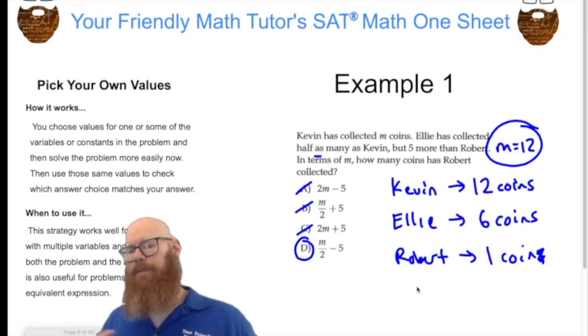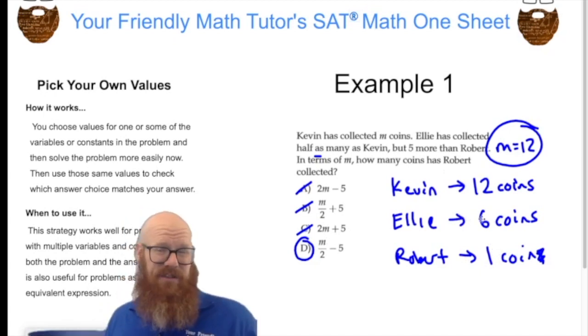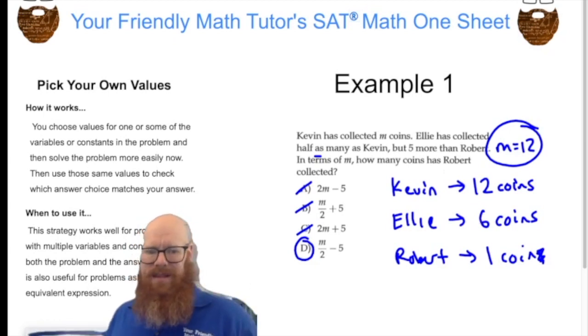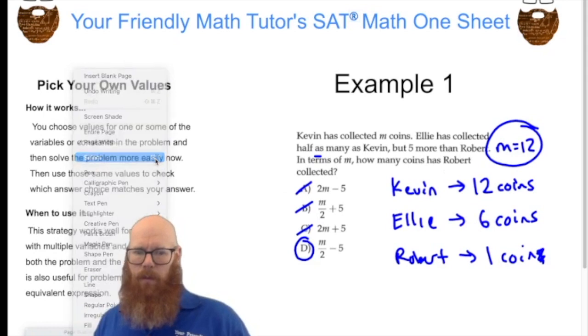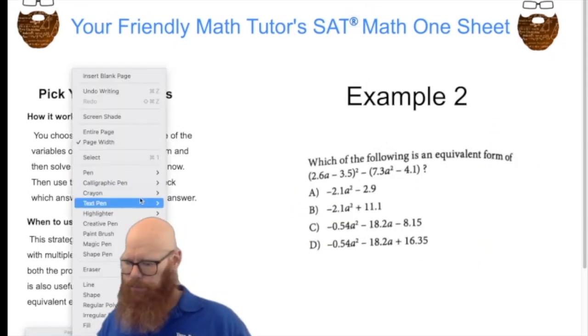So you just pick values to make the problem a little bit easier, because for a lot of us, it's easier to work with numbers than it is with variables. Let's take another look at a problem where picking your own values could be really helpful.